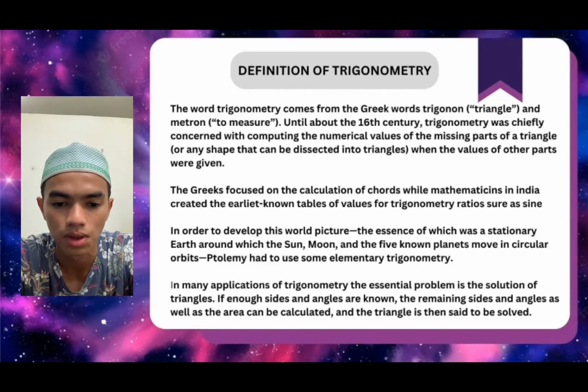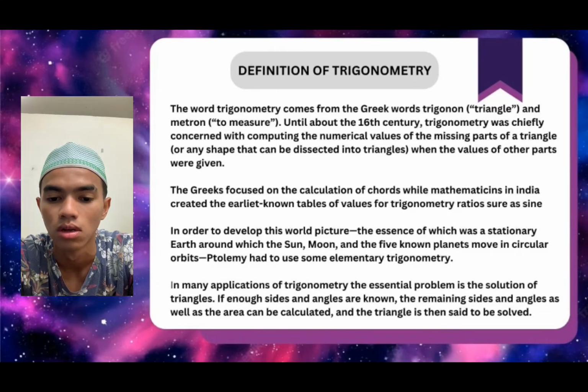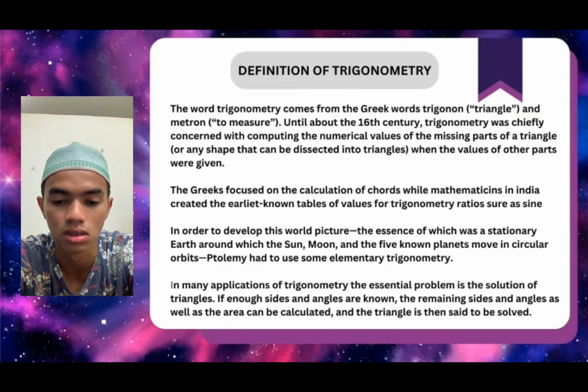In many applications of trigonometry, the essential problem is the solution of a triangle. If a known side and angle are known, the remaining sides and angles, as well as the area, can be calculated, and the triangle is said to be solved.